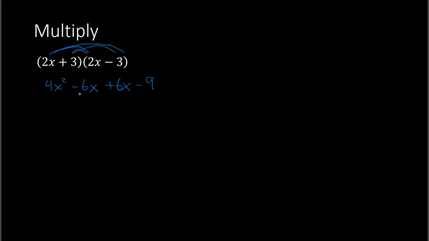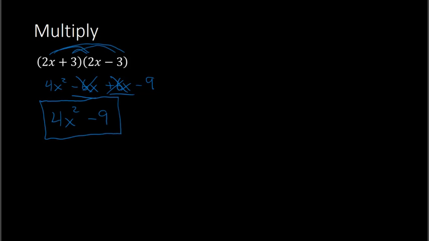So notice what happens with the middle terms. Negative 6x plus 6x. Those are like terms and can combine, and those would actually cancel out. Negative 6 plus 6 would be 0. So my answer would be 4x squared minus 9.